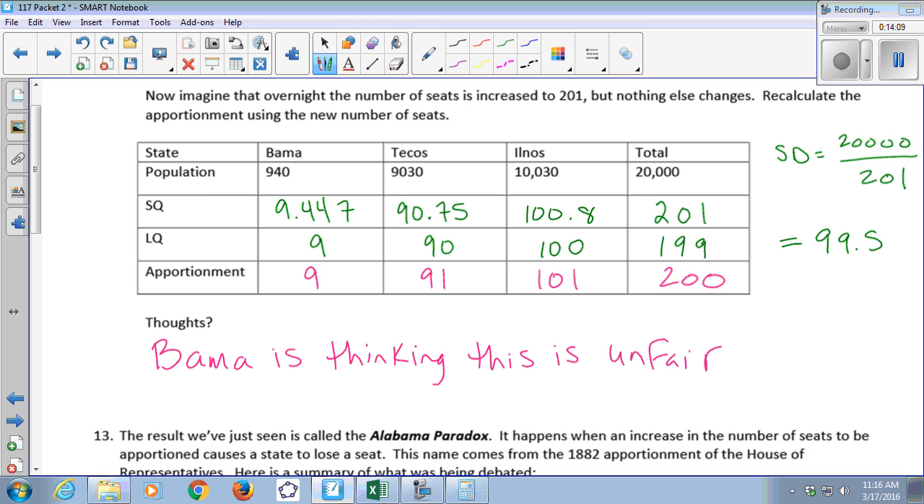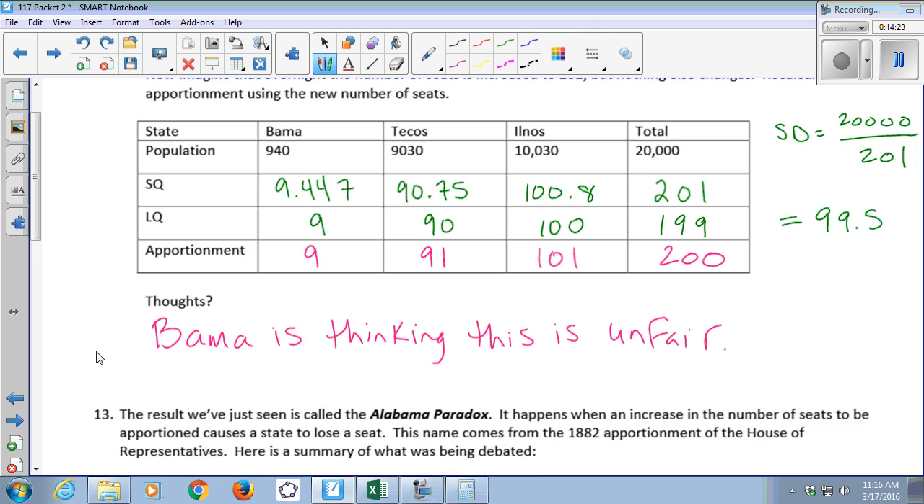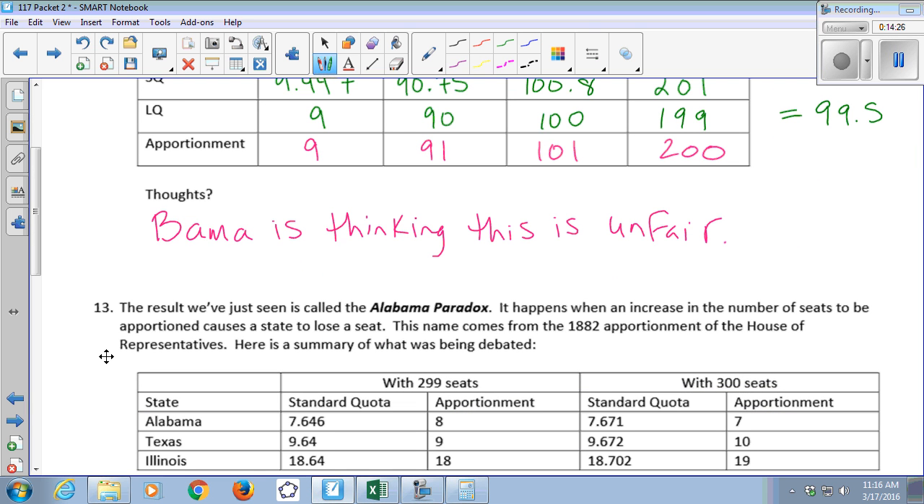It changed a lot in US history. We have now permanently set it at 435, but it's totally dependent on the people running things. So the result we just saw is called the Alabama paradox, and it happens when an increase in the number of seats to be apportioned causes a state to lose a seat.